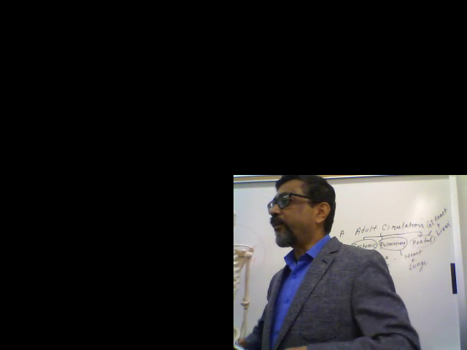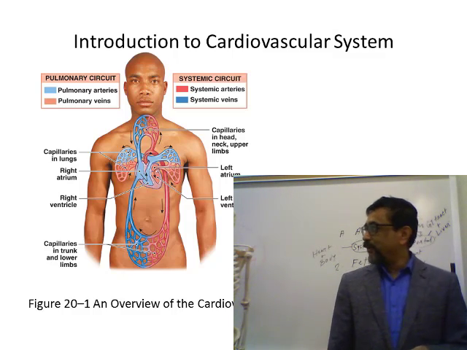Okay. Now, this picture is showing the systemic and pulmonary circulation. Those two types of circulation are directly related, attached to the heart. So, let's first talk about the pulmonary circulation. Pulmonary circulation is the circulation between the heart and what? Two lungs, right? Pulmonary.